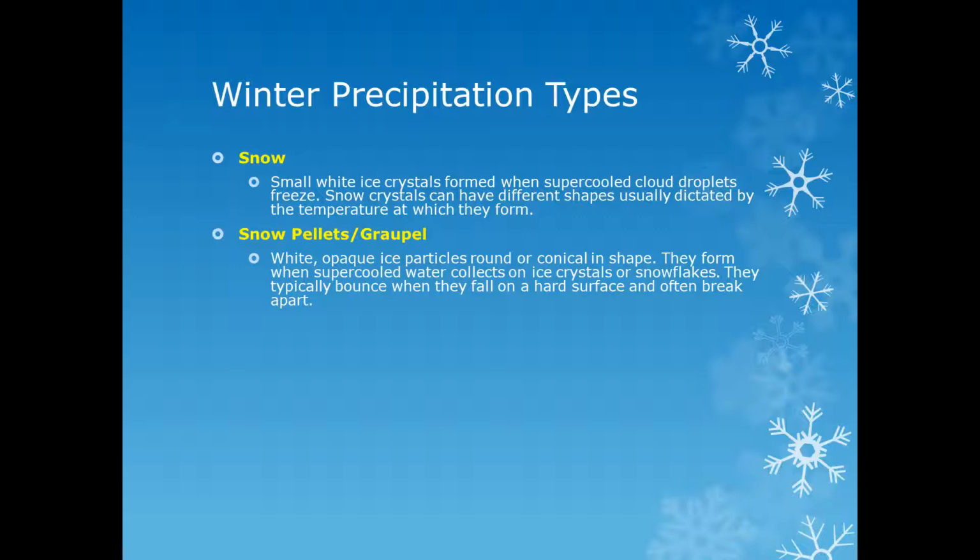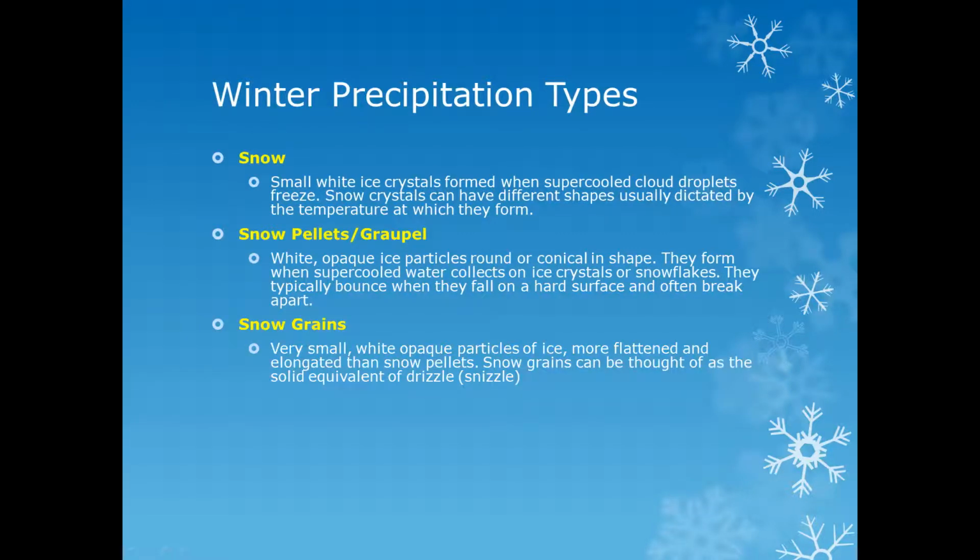Because they're somewhat hollow after they form, they typically bounce when they fall, or they'll break apart. They look like tiny little pieces of pellet plastic sometimes. But they're very distinguishable from regular snowflakes if you see them, especially on a dark surface like your windshield. But that's another common thing we see during winter.